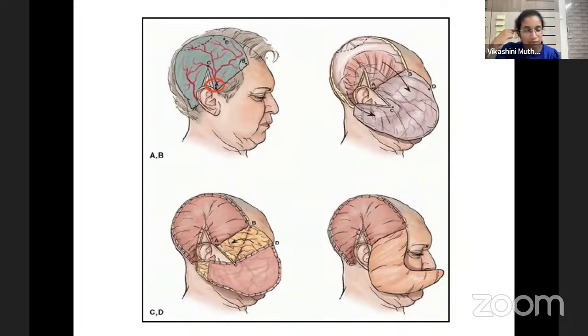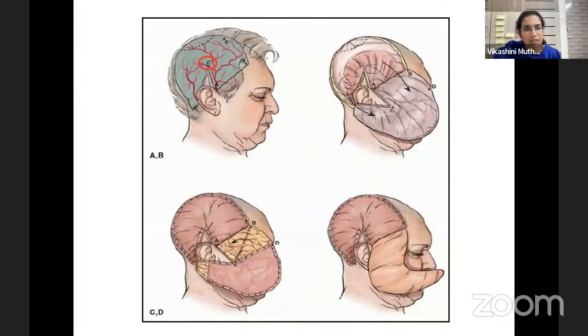A is marked in front of the anterior helix of the ear. That's it. That is point A. And next, you imagine a vertical line through this point A. This is an imaginary vertical line. And point C is marked 10 to 15 degrees behind this imaginary vertical line that is passing through point A. Okay. You got this point C.